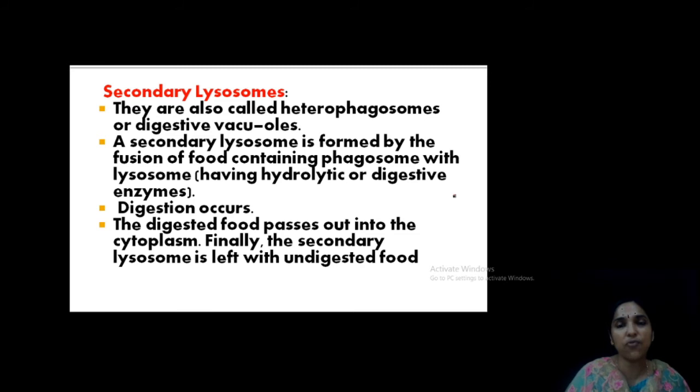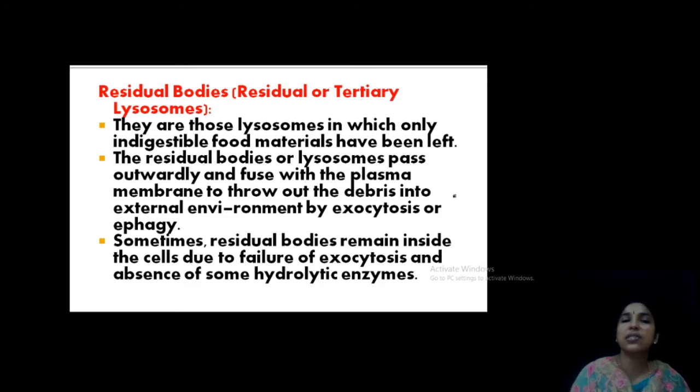So, the food-containing phagosome fuses with the lysosome, forming the secondary lysosome. Then after digestion, food passes into the cytoplasm. The rest is later digested or settles as undigested. Clear? What is the residual body, or third one? Residual or tertiary lysosomes are the lysosomes that contain undigested food.